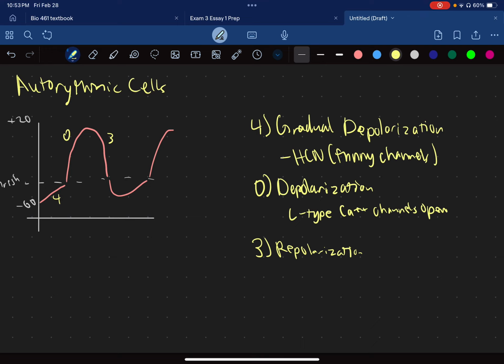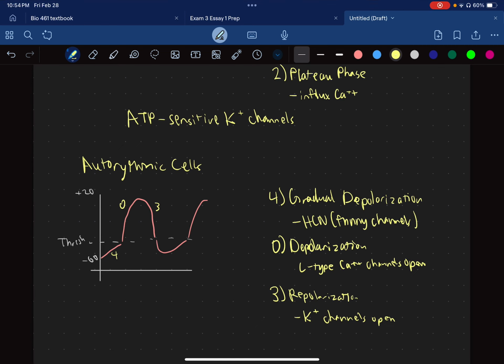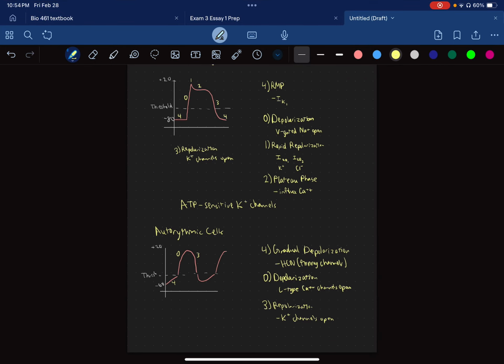Here, potassium channels are going to open, causing repolarization until we hit threshold again, and we enter phase 4. So potassium channels open, and we'll go back down to threshold. So that is our autorhythmic cell, and the purpose of these autorhythmic cells is to maintain a heartbeat. So these cells are going to be signaling to the rest of the cardiac cells when to contract.